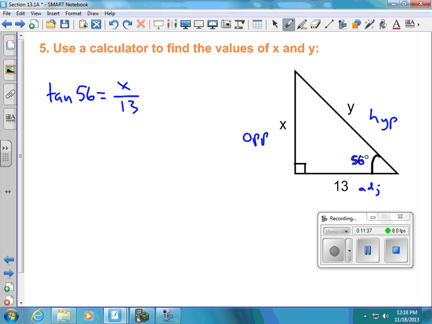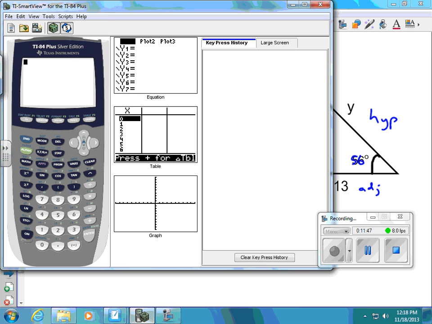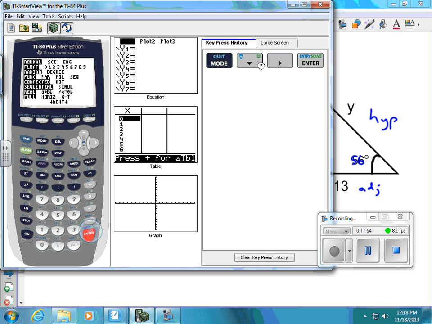And I can use my calculator to solve this. I isolate x by multiplying both sides by 13. In my calculator, a couple of things have to happen here. One, I have to make sure my mode is in degrees. Quite often, your mode will be in radians when you first start doing this. You switch it over to degrees. I hit mode, went down to degree, and hit enter, so now degree is highlighted.